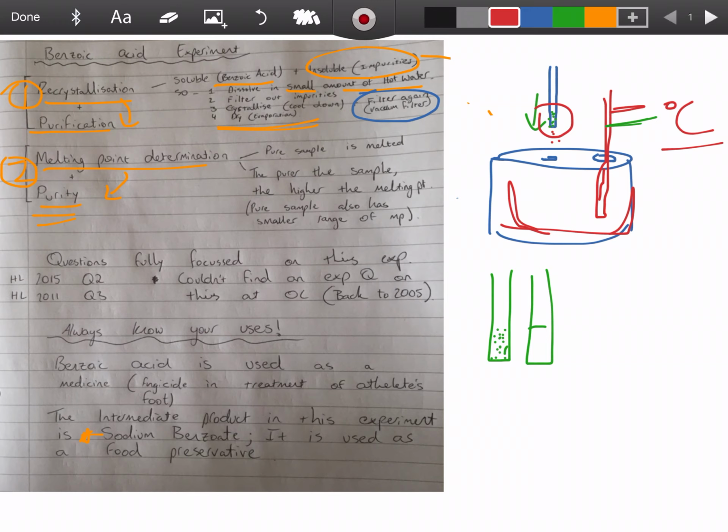Now, as we said, the pure sample is melted. We've discussed and showed you how to do that. The purer the sample, the higher the melting point. That's an important thing to remember. So the higher the percentage of purity is, the higher the melting point will be.